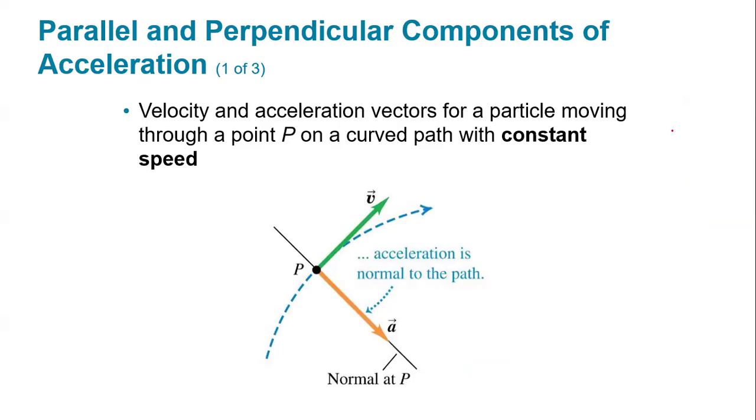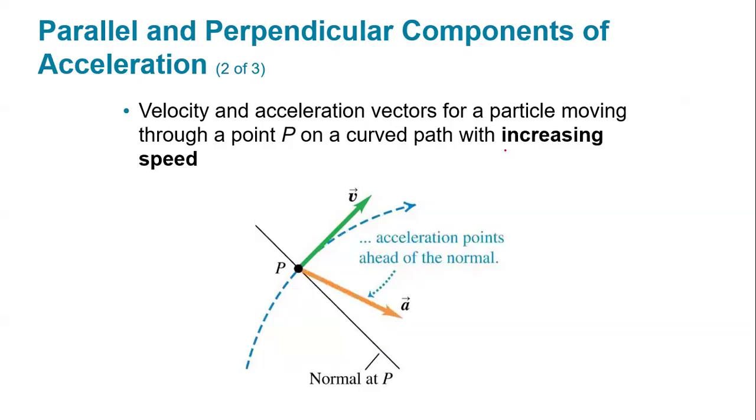So accelerations actually have components. It has perpendicular and parallel components. In the figure here, the velocity and acceleration vectors of a particle moving through a point P on a curved path with constant speed. So the acceleration is normal to the path, so it is perpendicular to your V.